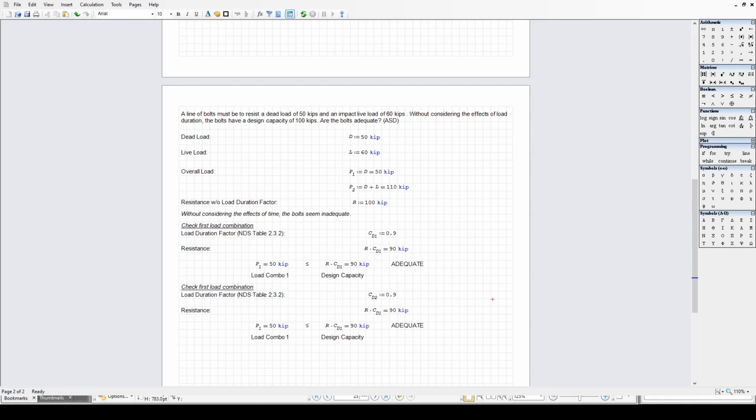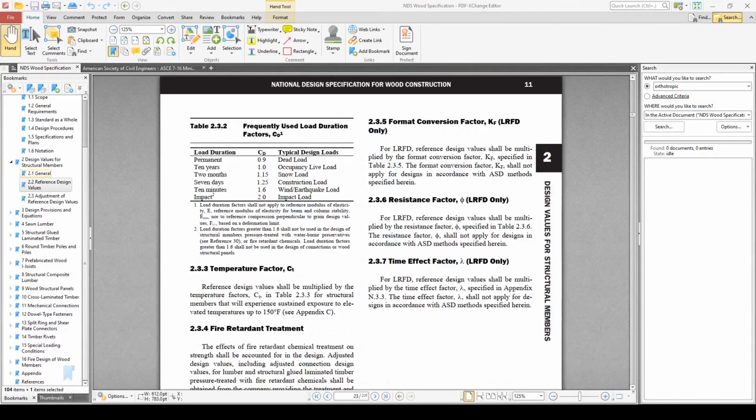So let's go back and take a peek at that table again. If I look at impact live load, which is what I have, I would say that the CD factor is 2.0, except you always have to be on the lookout for various caveats.